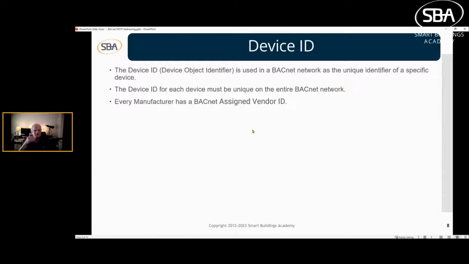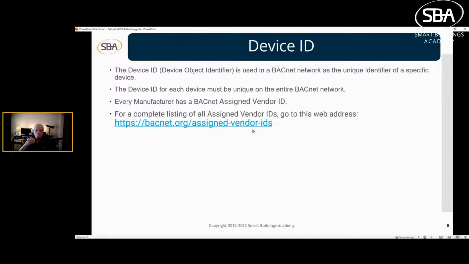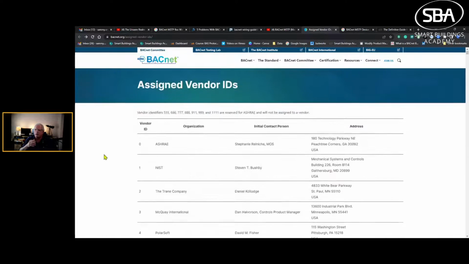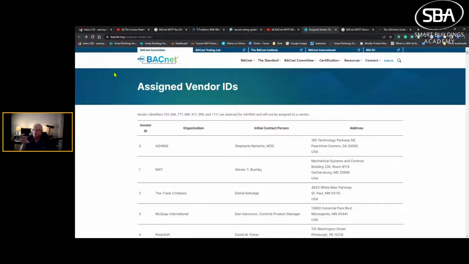Every manufacturer has a BACnet assigned vendor ID, and if you want to see a complete listing of all assigned vendor IDs, you can go to this website. I'm going to save you a step though, and share the screen I'm using that has the list of vendor IDs. It's loading now, and here it is. I don't know if you can see it very well, but this is from the BACnet committee. These are assigned vendor IDs for everybody who's registered with BACnet, who've had their equipment tested, who are BACnet compliant.